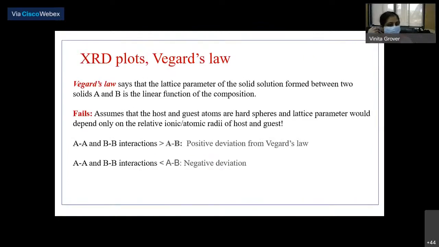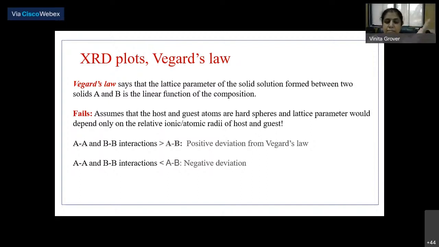Okay. Now there is something called Vegard's law. What is Vegard's law? It is good to know this. Okay. So Vegard's law states that the lattice parameter of the solid solution formed between two solids A and B is a linear function of composition.